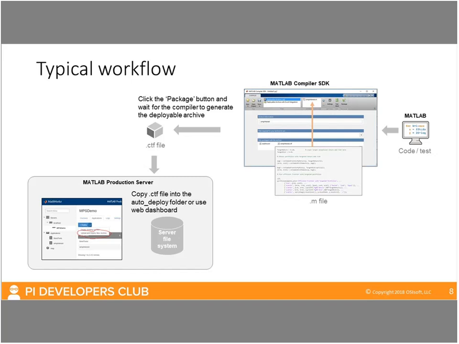This file has a .ctf extension, the actual acronym of which is not important, but what you do then is you take that CTF archive and you copy it into the auto deploy folder in your MATLAB Production Server instance. And once you do so, it's hot deployed, so you don't have to restart the server. Your code and all these API endpoints are now immediately accessible to all your applications.